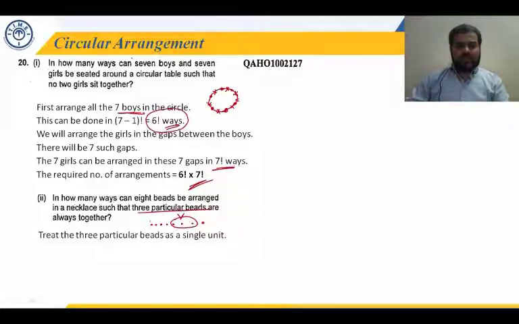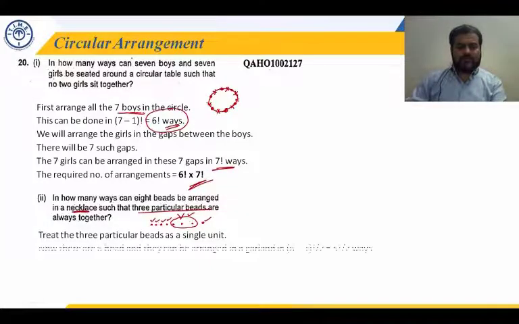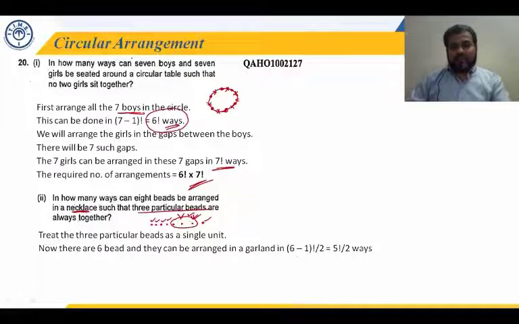So now how many things do we have? 1, 2, 3, 4, 5 and 6. So we have now 6 items to arrange in a circle because it is a case of necklace. Okay. So now these are 6 beads because these 3 beads are counted as 1. Now there are 6 beads and they can be arranged in a garland. We have to form a garland or a necklace. Okay. In this case it is a necklace. We can say that it is a garland.